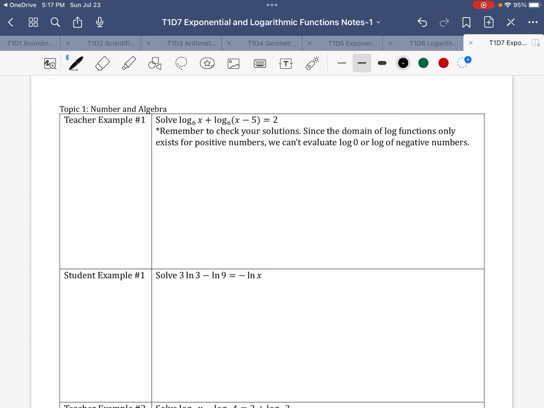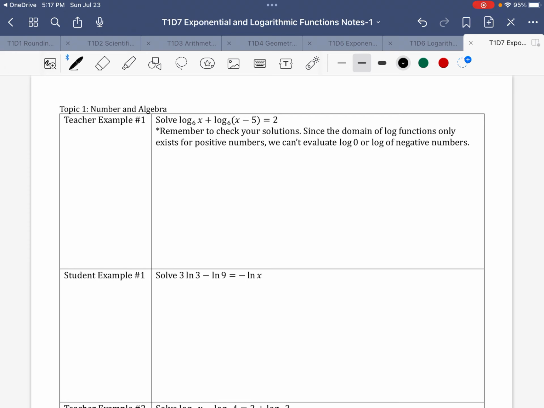Let's try our first teacher example. It says to solve log base 6 of x plus log base 6 of (x minus 5) equals 2. When I look at this, I see all my logs on one side, and then I see a constant 2. So I'm already thinking, if I can combine the logs on the other side, I can convert into exponential form. That's the strategy I'm going to go into this with.